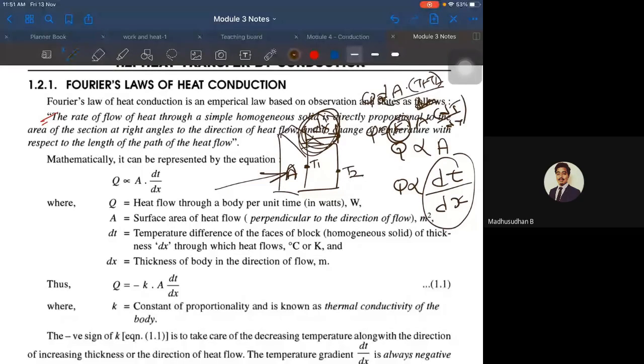So among most engineering materials, you have to remember the highest thermal conductivity value is for diamond, which is around 2400 watt per meter Kelvin, I guess. Next comes silver, which is 480. Next comes copper, 385, and next is steel, which is 18 to 35. Water is around 8, I guess.